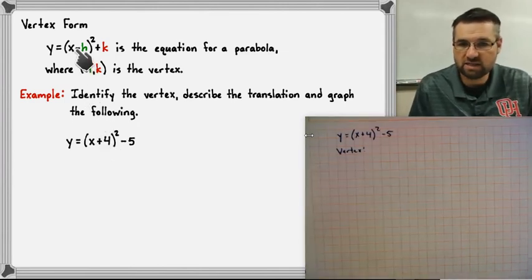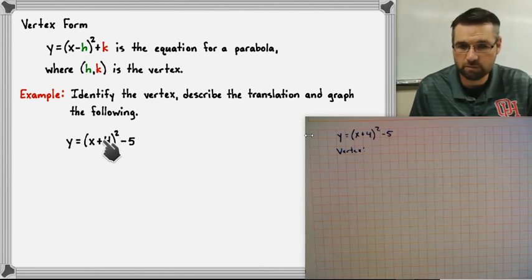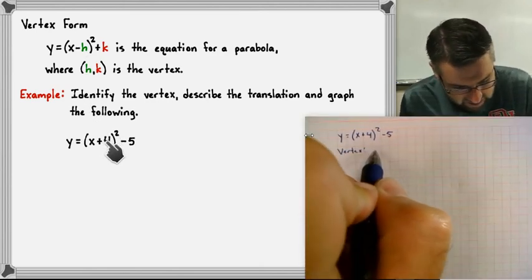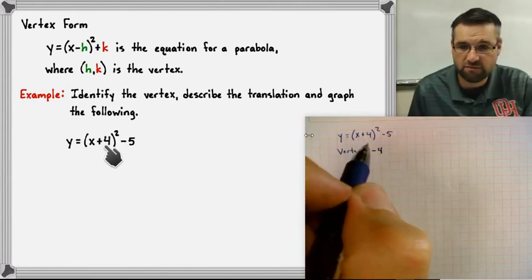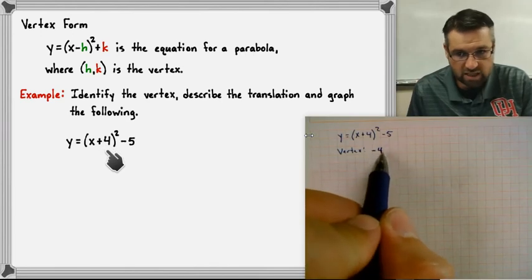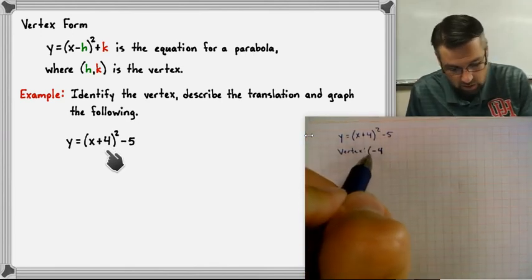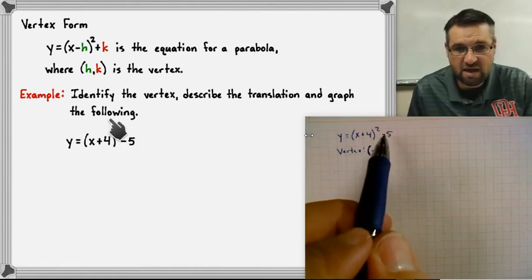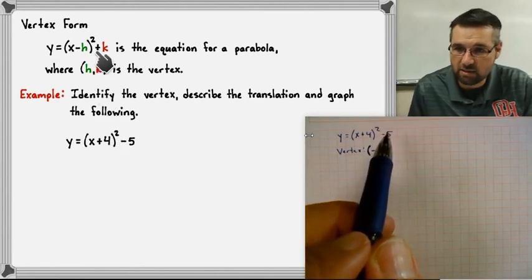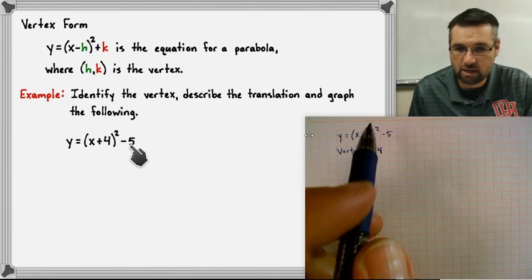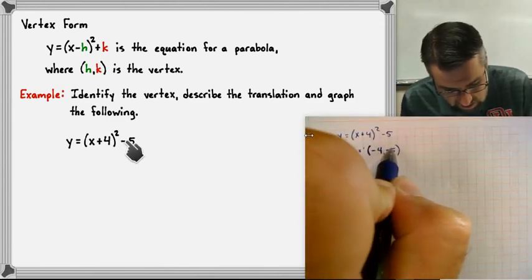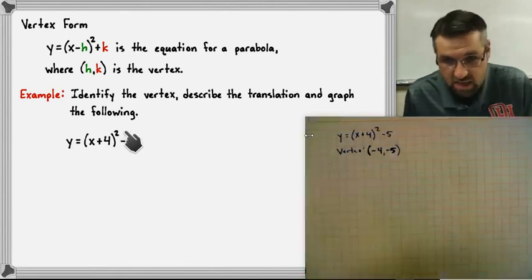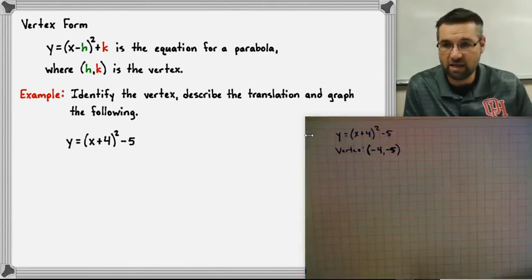Notice, again, this says minus h. So what we need to do is change the sign here so that we would say the vertex is going to be negative 4. So whatever is here, that's a positive 4. The vertex, the x value is negative 4. Okay? And then the k value, because that's a plus sign, we just keep this sign here. We carry it with us, so it's negative 5.